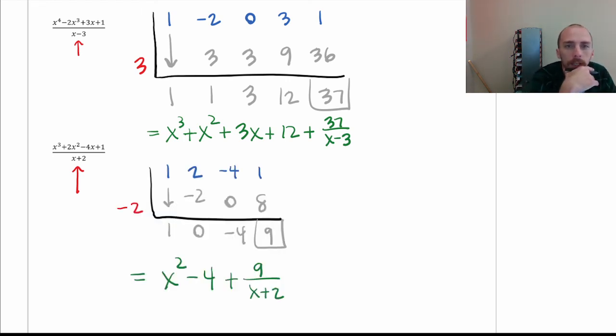All right, there you go. So I got x squared, no x's, -4, with a remainder of 9 over x plus 2.